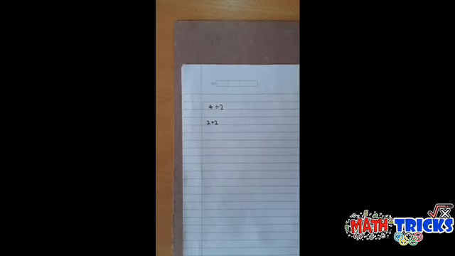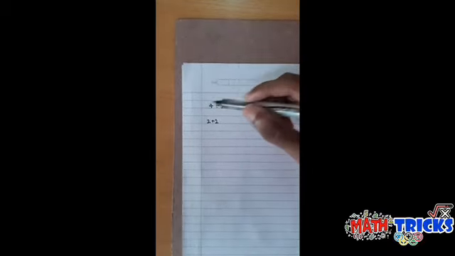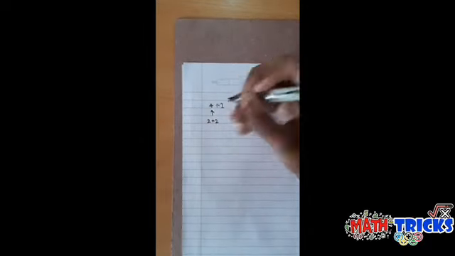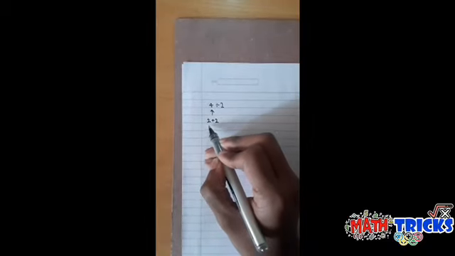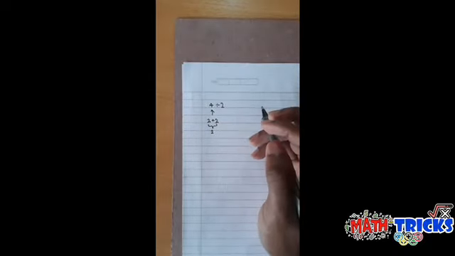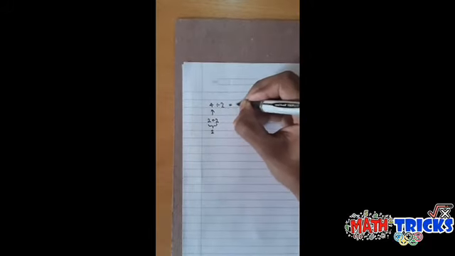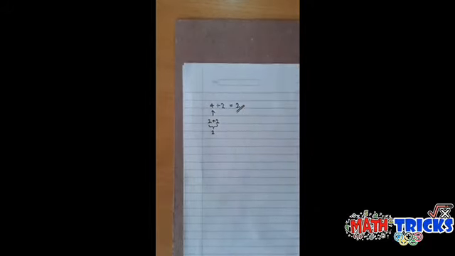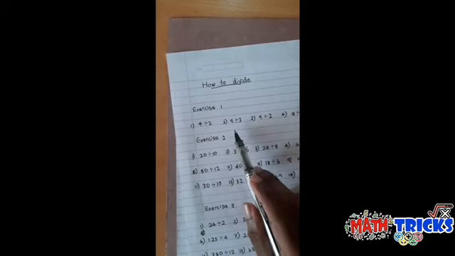So 2 plus 2 is 4. We have to divide 4, isn't it? So we can make 4 by adding just 2 2's. So there are 2 2's in 4, so the answer is 2 itself. That was easy. Let's go to the next question.